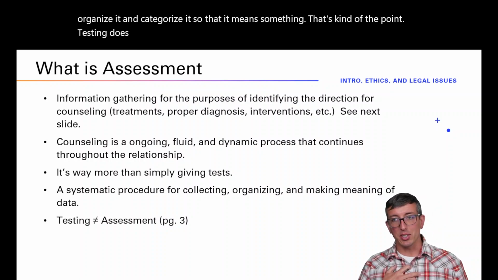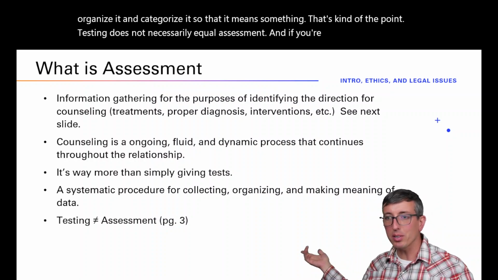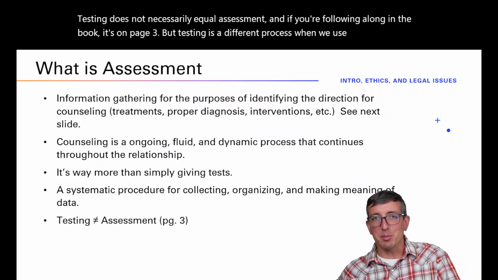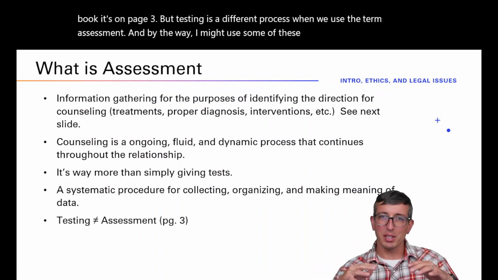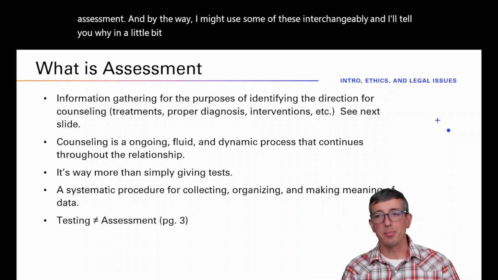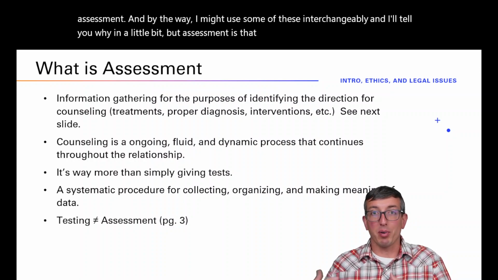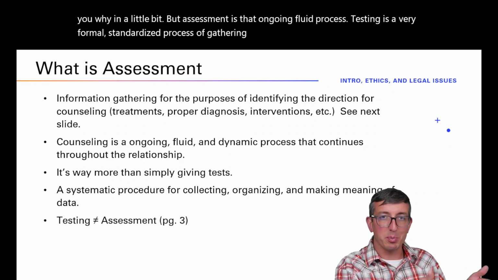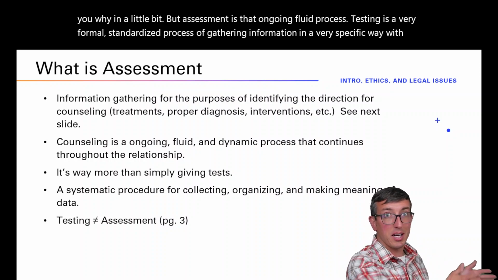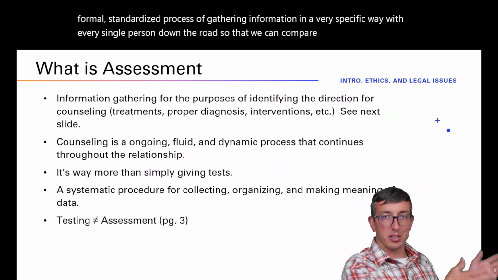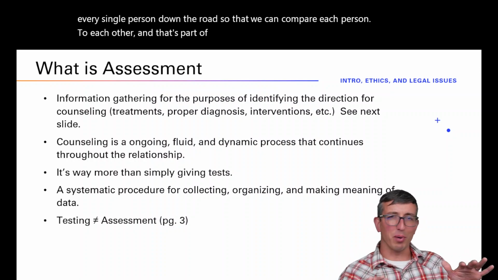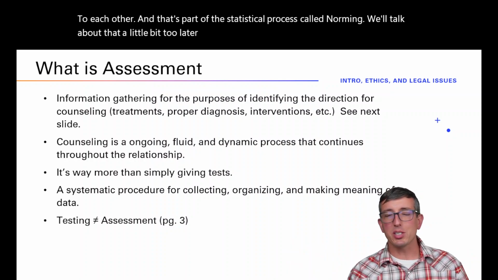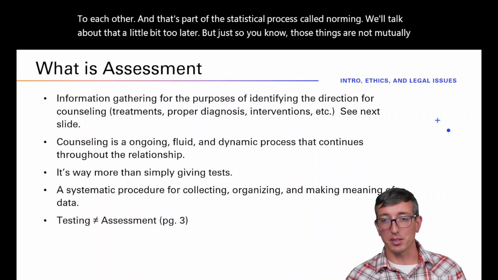Testing does not necessarily equal assessment. If you're following along in the book, it's on page 3. Testing is a different process. When we use the term assessment, and by the way, I might use some of these interchangeably, and I'll tell you why in a little bit, assessment is that ongoing, fluid process. Testing is a very formal, standardized process of gathering information in a very specific way with every single person down the road so that we can compare each person to each other. That's part of the statistical process called norming. We'll talk about that a little bit later. But just so you know, those things are not mutually exclusive.